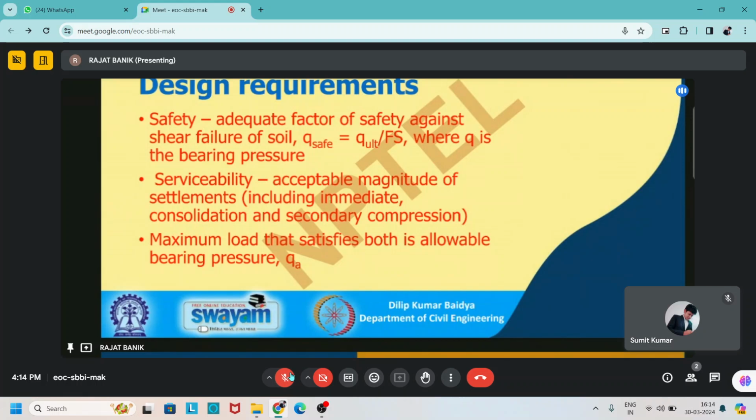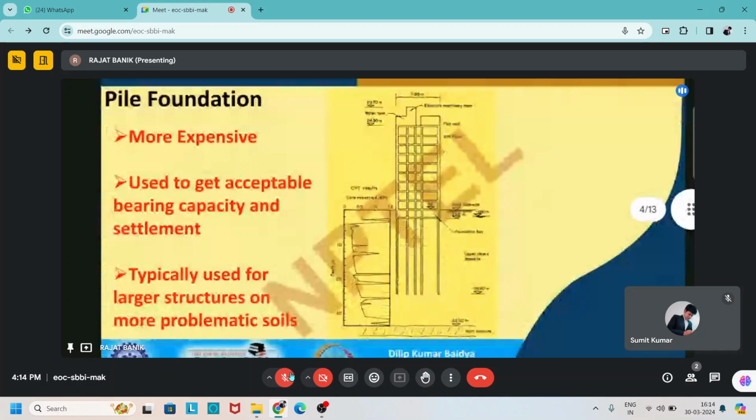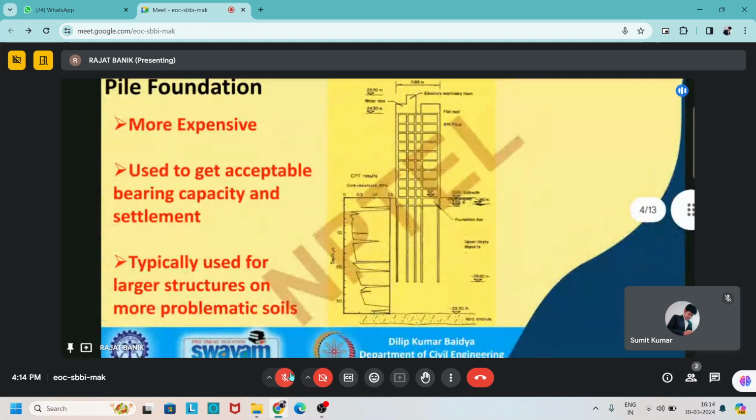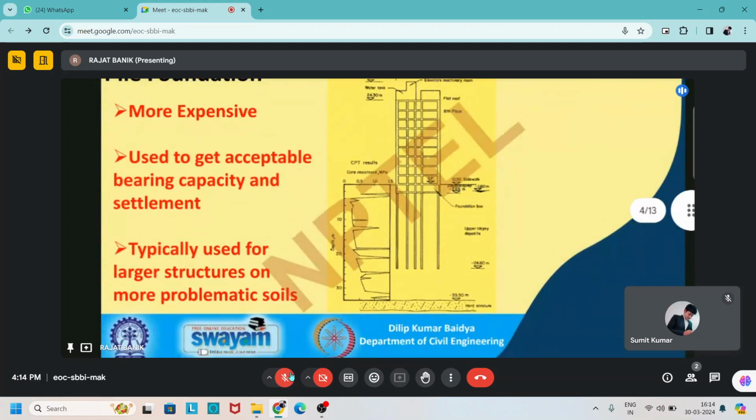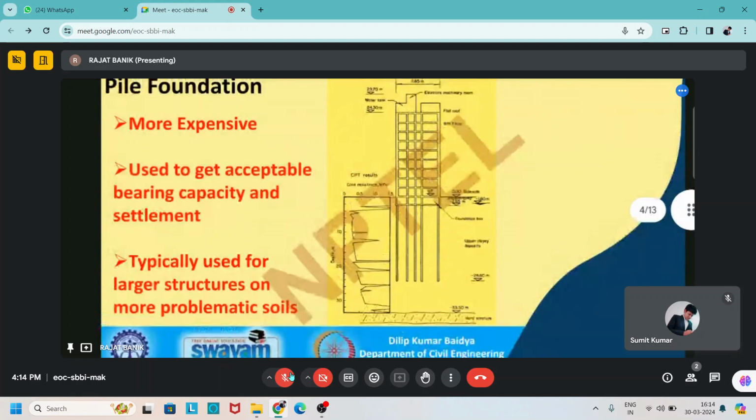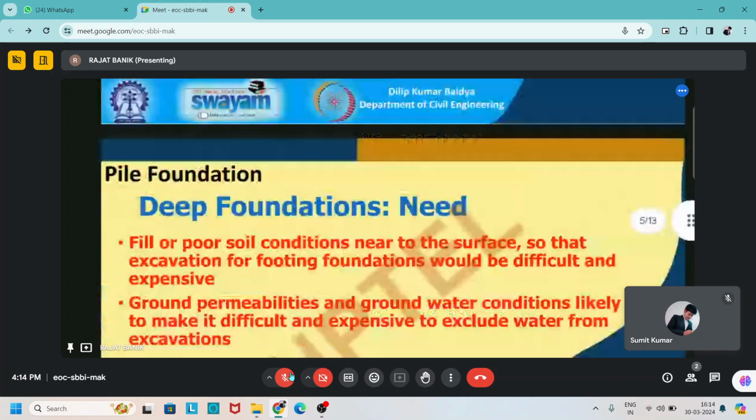Then another term we call the allowable bearing capacity, which is the maximum load that satisfies both. That means it satisfies the safety and also satisfies the serviceability. Then what are the uses of the deep foundation? It is mostly used when the shallow foundation is more expensive, and to get acceptable bearing capacity and settlement, and typically used for larger structures or more problematic soil.